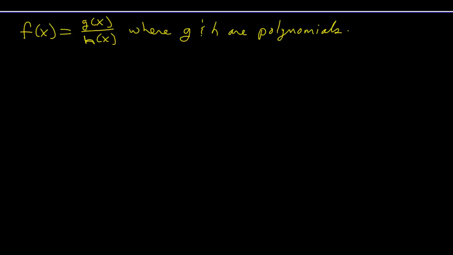When we started this chapter, we said we were going to be talking about rational functions. Those are functions in the form f of x is equal to g of x over h of x, where g and h are polynomials. We started off with probably the most simple kind, which is a reciprocal function: f of x is equal to some number, 5, over x. It could be any number over x.